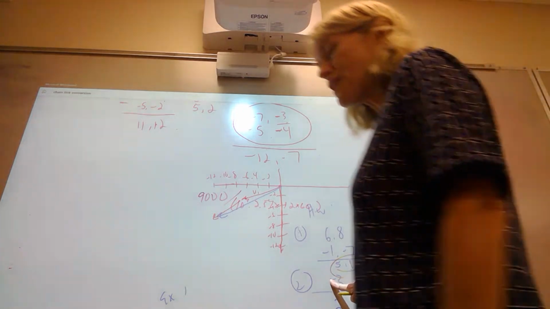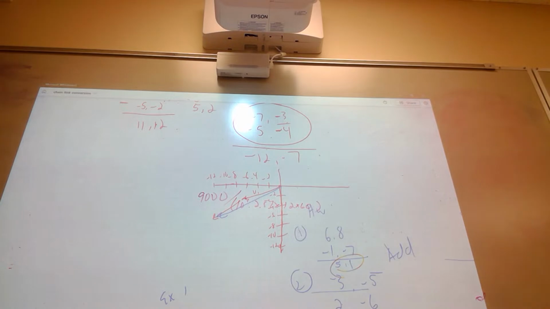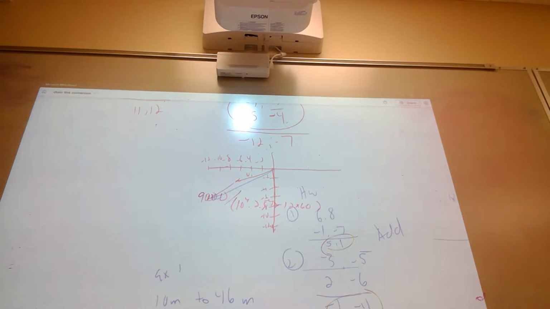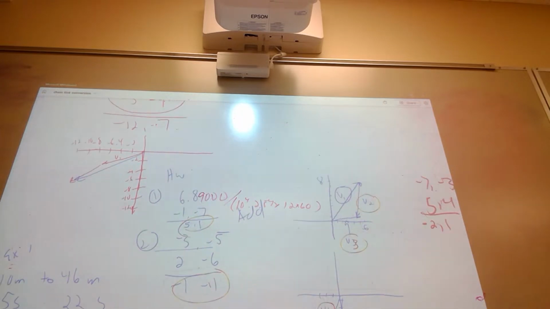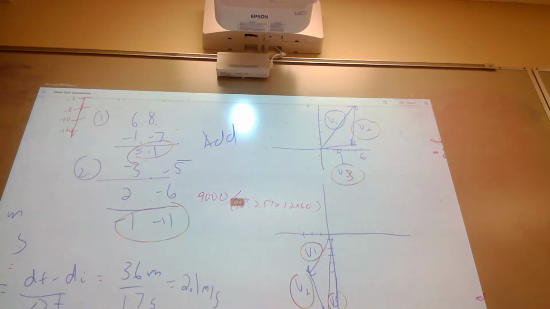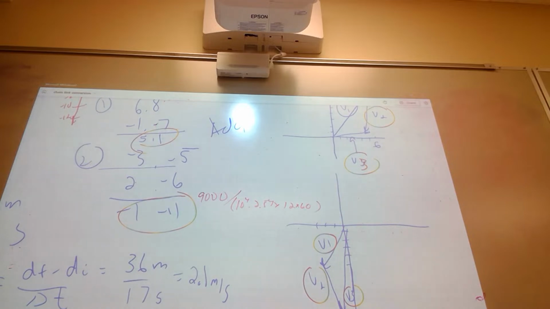So -3, -5 points into the third quadrant. It is left 3, down 5. +2, -6, you're pointing into the fourth quadrant. So it should look like this. Okay, -1 was -3, -5, and then we had right 2, down 6. So our final should look like -1, -11. Is that what you had?